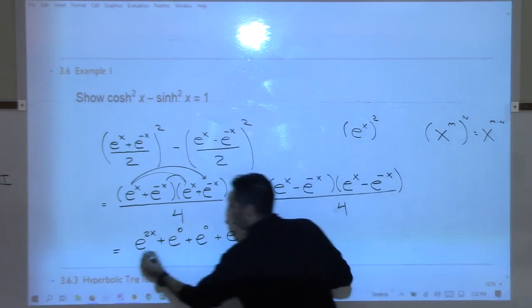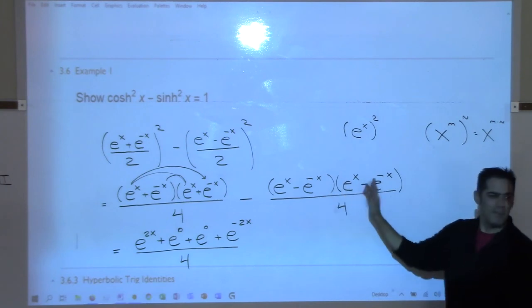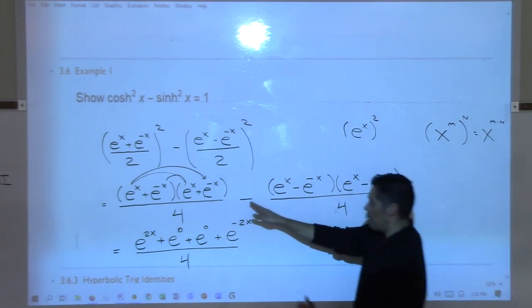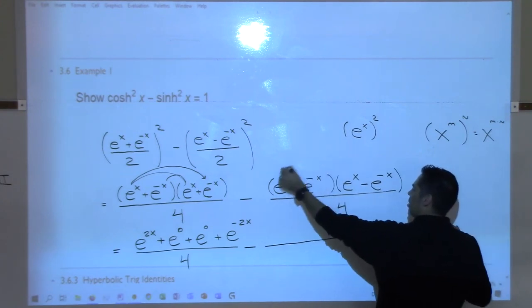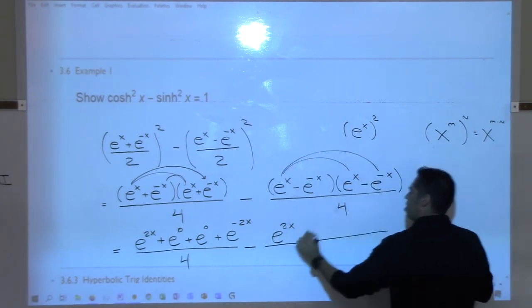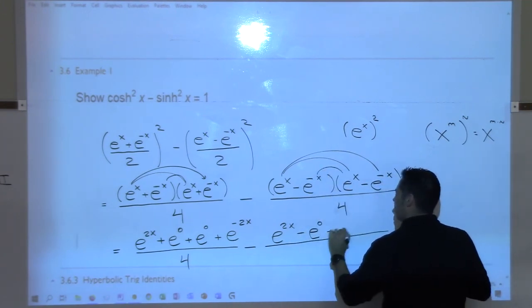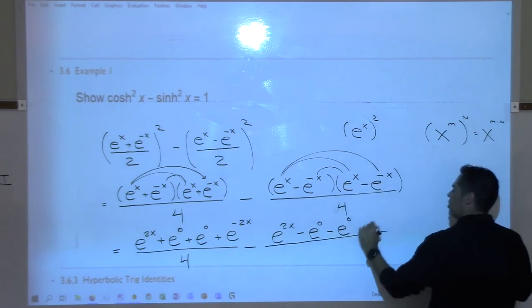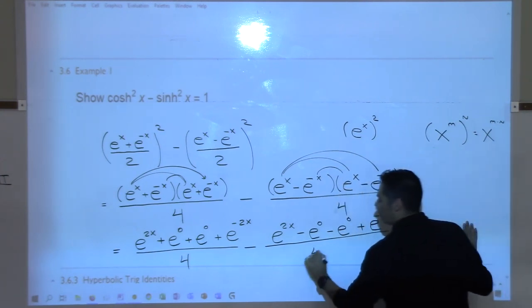And then all over 4. And then the only difference over here is that we got some minuses to worry about, and then we have this one here, don't forget that. So we have e to the 2x, and then here minus e to the 0. The middle one, another minus e to the 0. And then the last one, plus e to the negative 2x, and then all over 4.